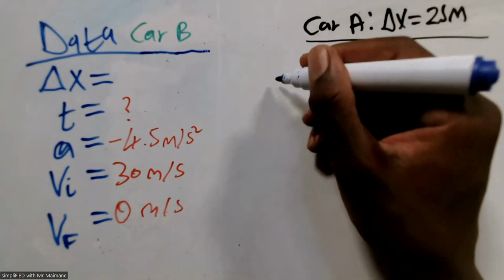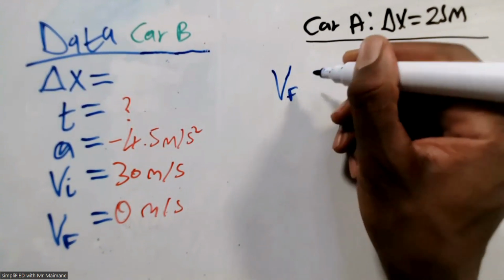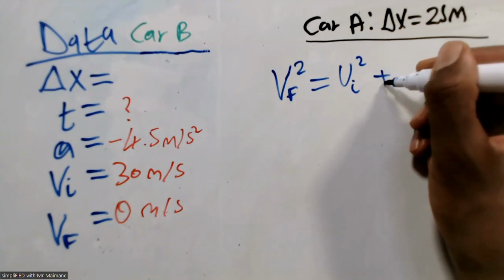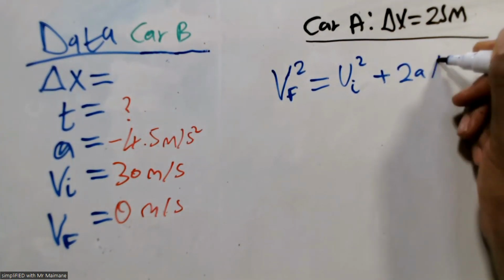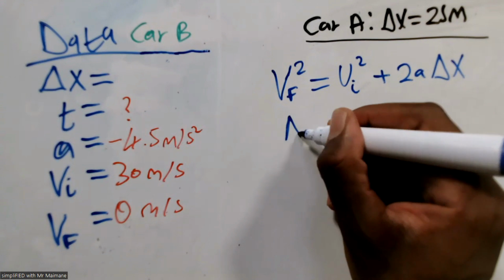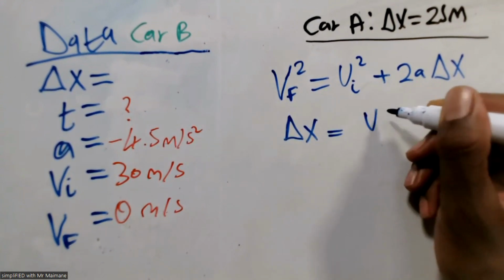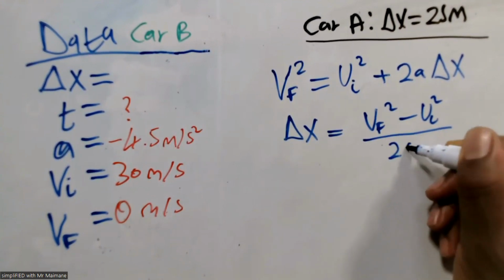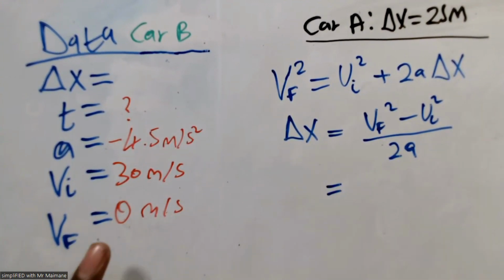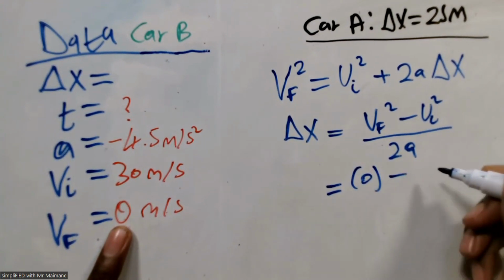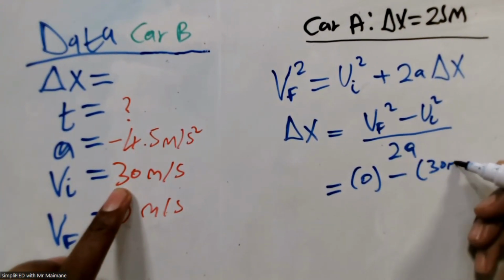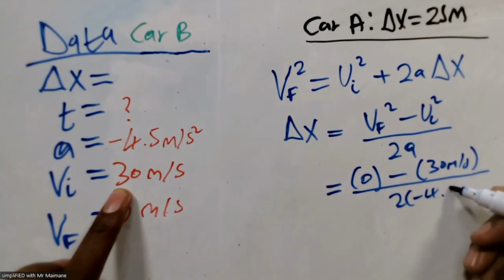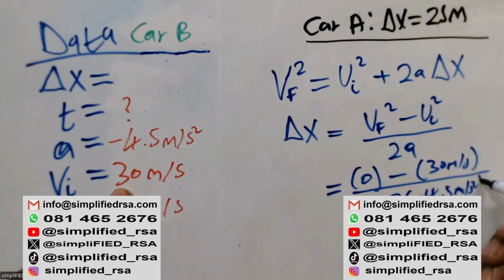So again, to calculate that, from my choices of equations of motion, I chose VF squared equals VI squared plus 2A change in X. If I make change in X the subject of the formula, we get VF squared minus VI squared all over 2A. And then I can substitute from here. My final velocity is 0, minus my initial velocity of 30 meters per second for car B, and then my acceleration is the same, minus 4.5 meters per second squared.